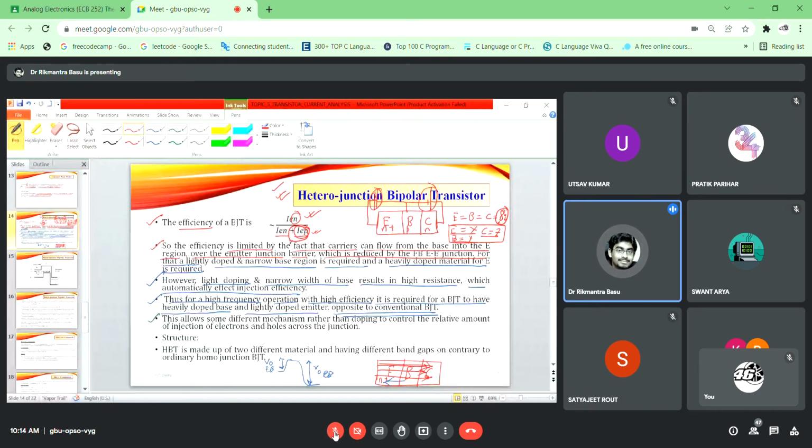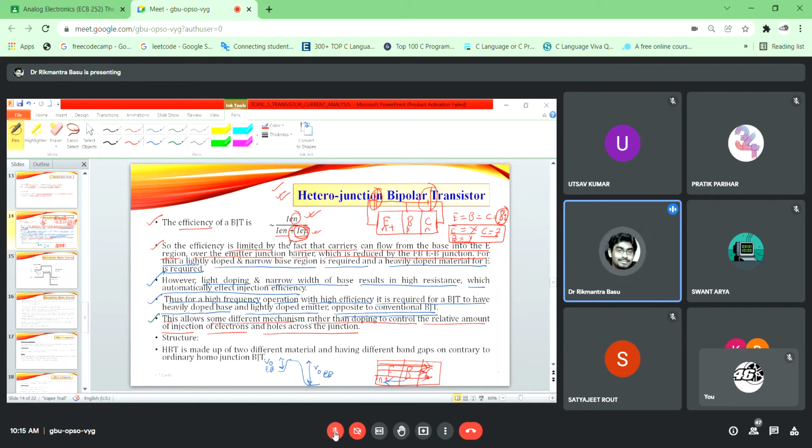So this allows some different mechanism rather than doping to control the relative amount of injection of electrons and holes across the junction. We can make it lightly doped or heavily doped only when the dopings are different. Once we have fabricated it, the doping is always fixed. At the experimental level, we cannot change the doping once it is fabricated. So some other mechanism we have to adopt.